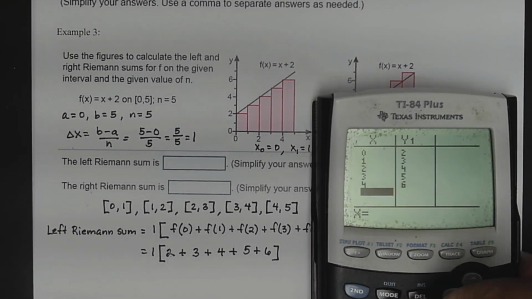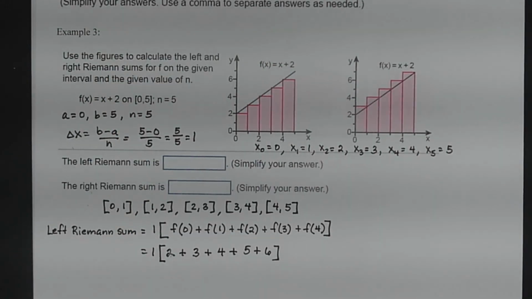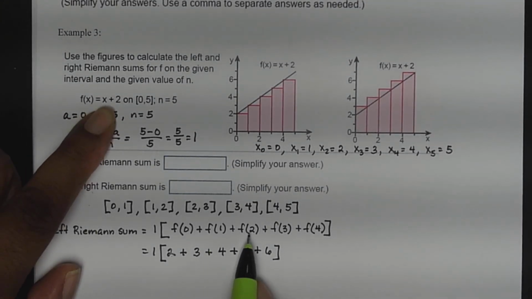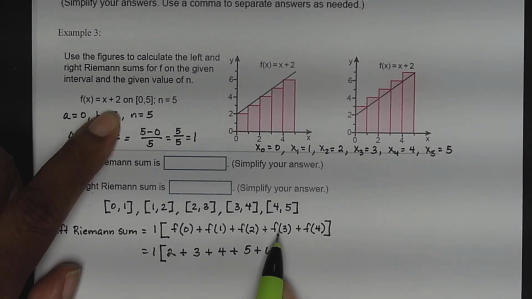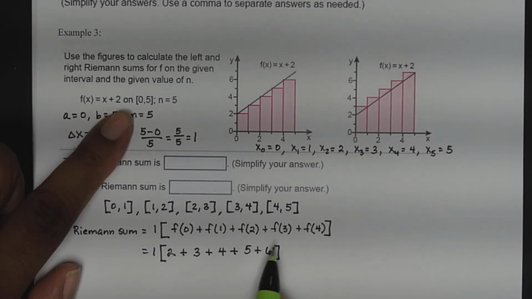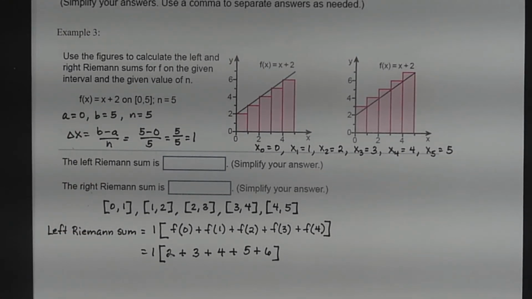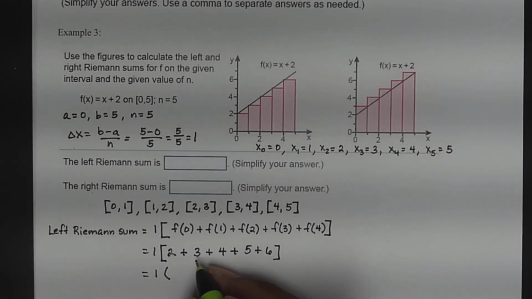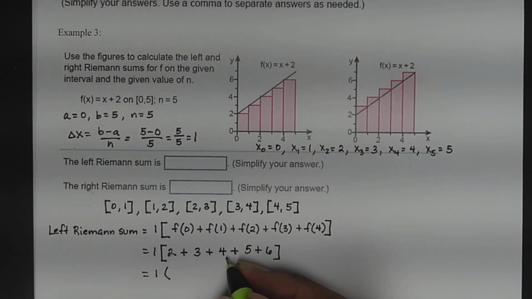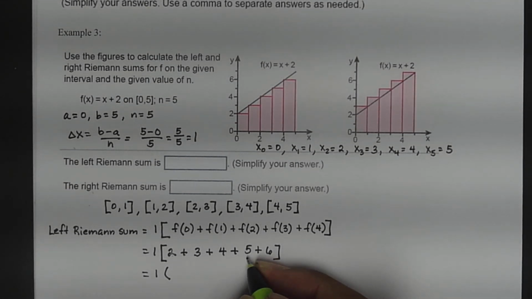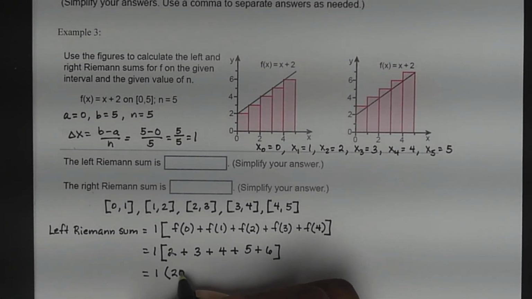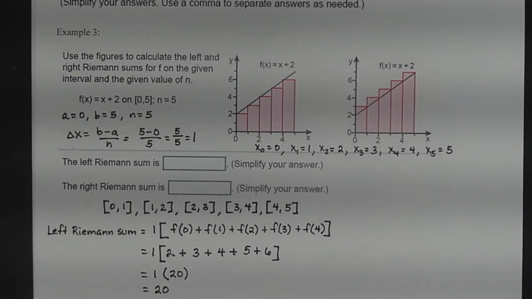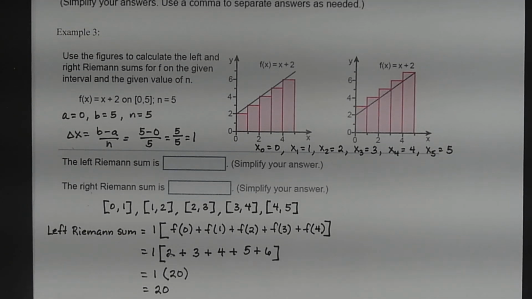At 0 is going to be 2. So f of 0, that's 2. F of 1, 1 plus 2, that's 3. F of 2, 2 plus 2, that's 4. F of 3, 3 plus 2, that's 5. And f of 4, 4 plus 2, that would be 6. Now if we add, this will be 1 times 2 plus 3, that's 5. Plus 4 is 9. Plus 5 is 14. Plus 6 is 20. And 1 times 20 is 20. So my left Riemann sum is going to end up being 20.